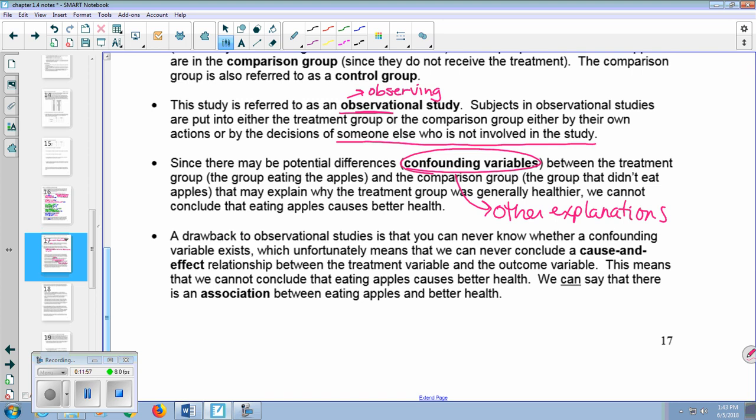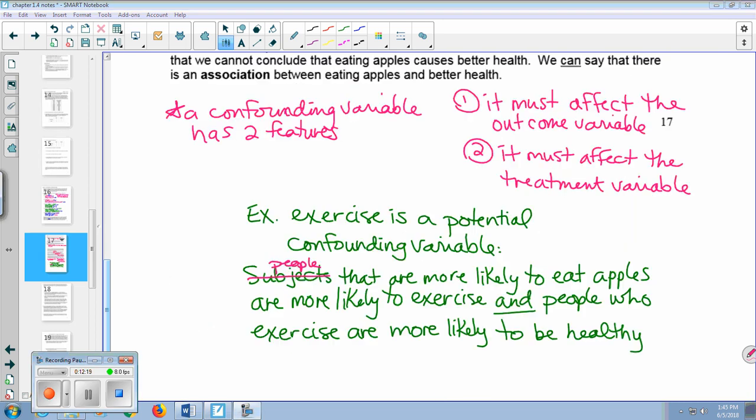All right, so as an aside, I just want to make a note about a confounding variable. So a confounding variable has to have two features. In fact, I'm going to press pause and write a note, and then I'll press play. Okay, so a confounding variable has two features. One, it's going to have to affect the outcome variable, and two, it has to affect the treatment variable.